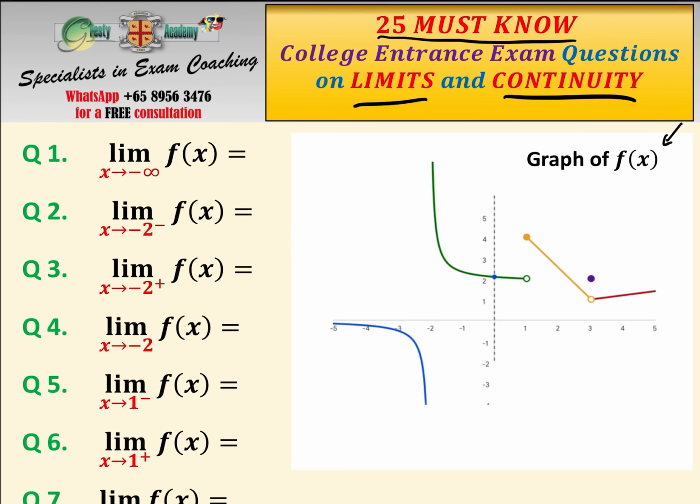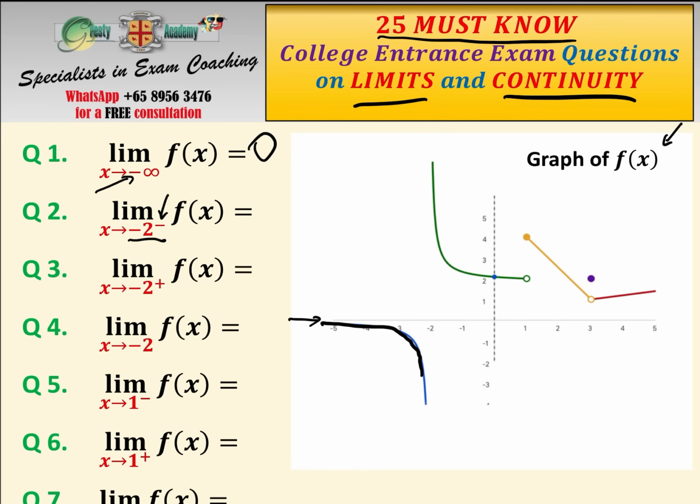So question number 1, we want to know the limit as x approaches minus infinity of f of x. All we do is follow this blue line here as x approaches minus infinity. Clearly f of x is approaching 0, and therefore the limit of question 1 is 0. Nice easy start.